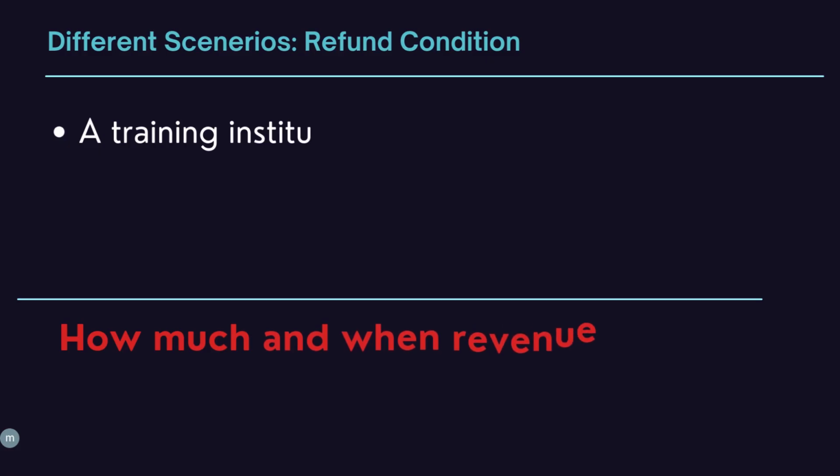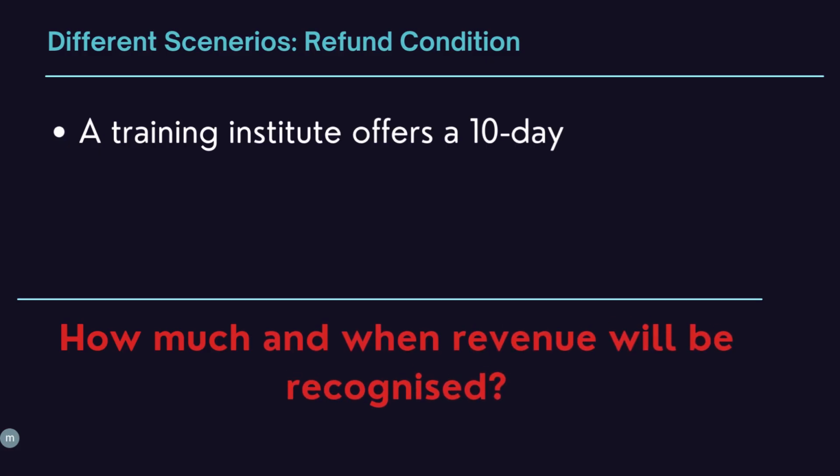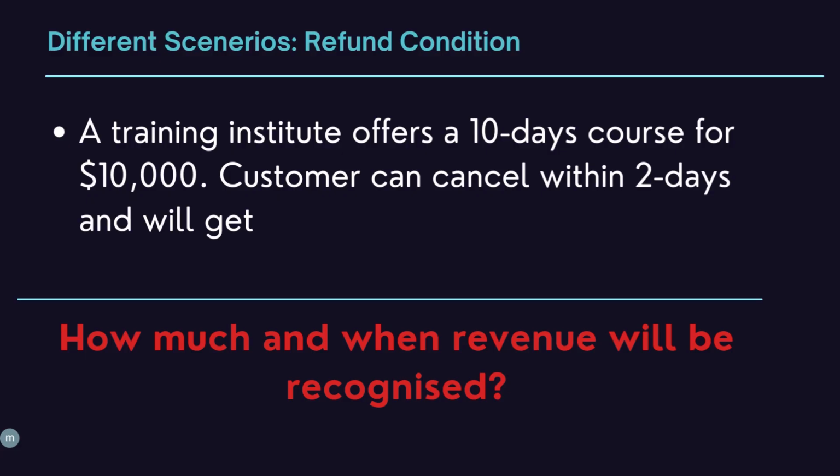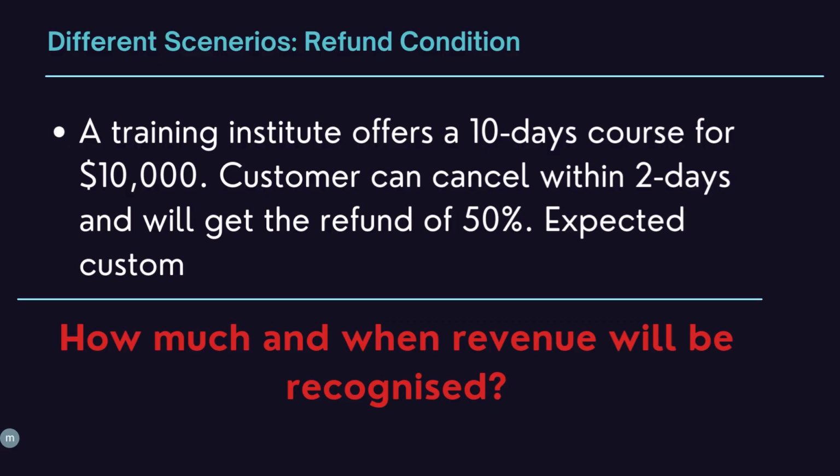So let's tackle refunds, because not every sale is final, right? Imagine a training institute offers a 10-day course for $10,000. But here is the twist. Students can cancel within the first 2 days and get 50% back. The company also expects 10% of the students might actually ask for that refund. So what does IFRS say?